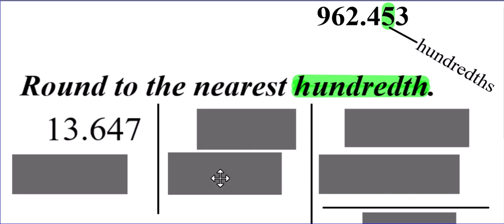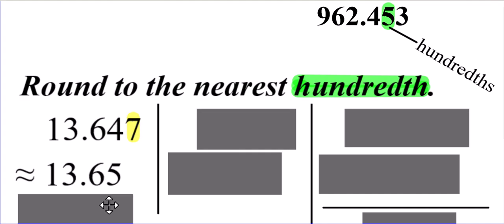So what do you look at if you're rounding to the nearest hundredth? Well, you look at the digit to the right of the hundredths, which would be the thousandths. Whatever that digit is will determine how you round the hundredths. So, is 7 big enough to make the 4 round up? Well, yes, it is. Since 7 is 5 or more, we're going to round up the 4 to 13.65. Notice the other digits to the left are not going to change.